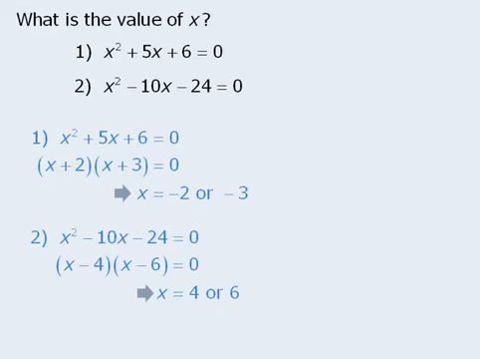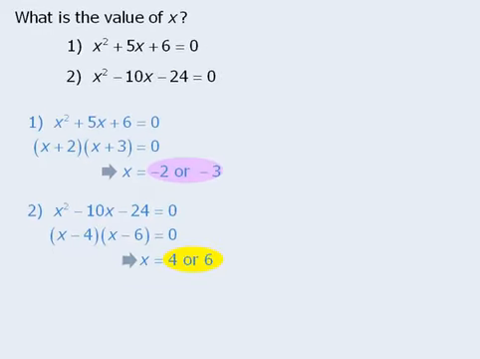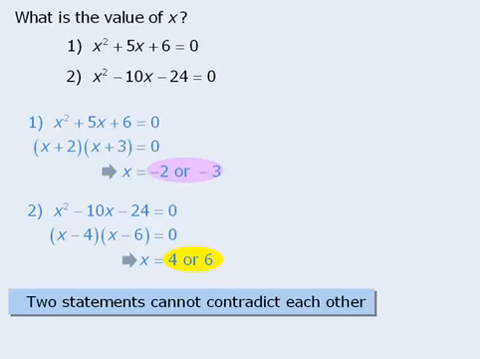At this point we should spot the problem. From statement 1 we concluded that x must equal -2 or -3, and from statement 2 we concluded that x must equal 4 or 6. Now how can it be true that x equals either -2 or -3 and x equals either 4 or 6? It cannot be true. So it appears that these two statements contradict each other, but we know that the two statements in a data sufficiency question never contradict each other.